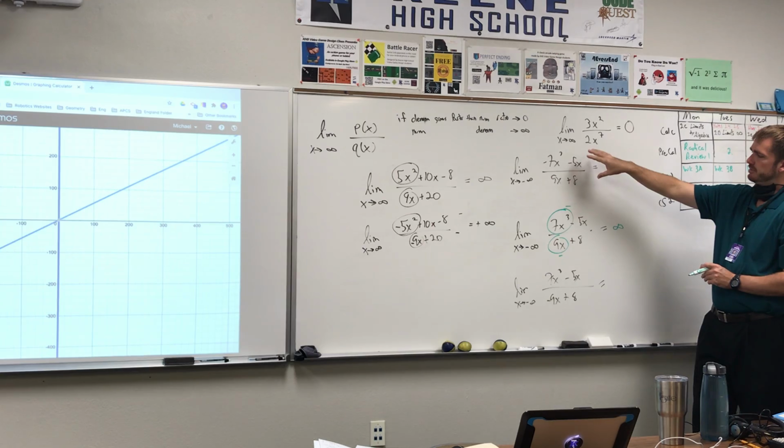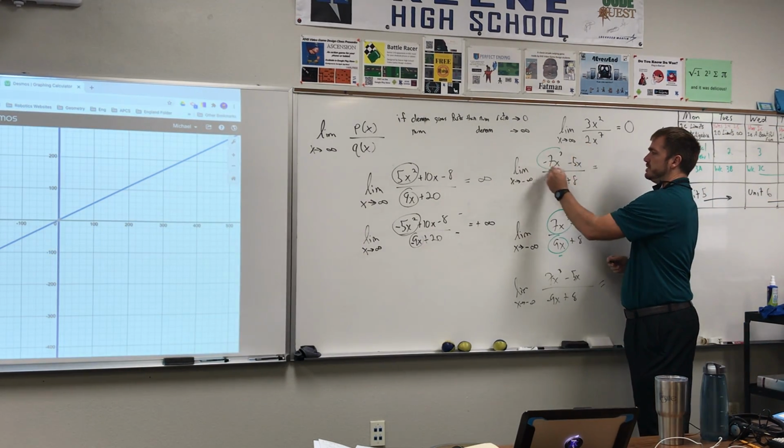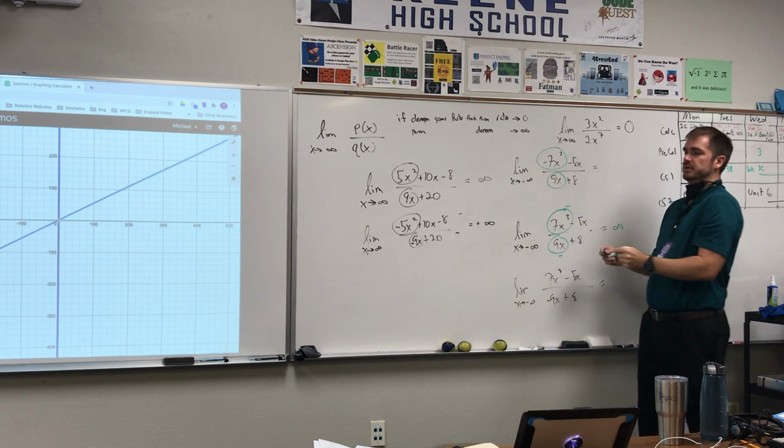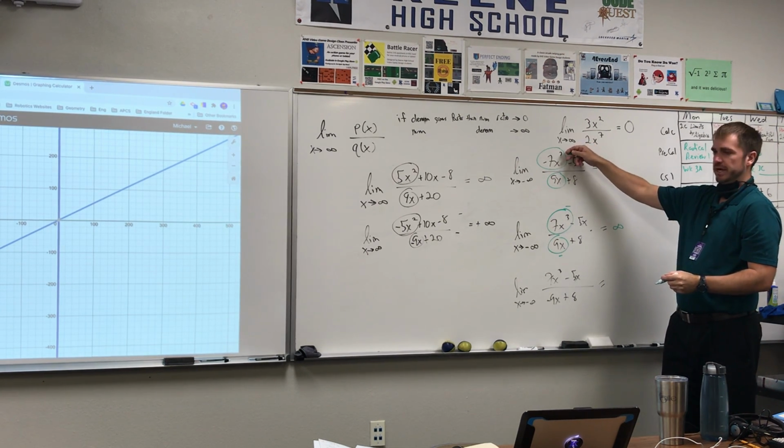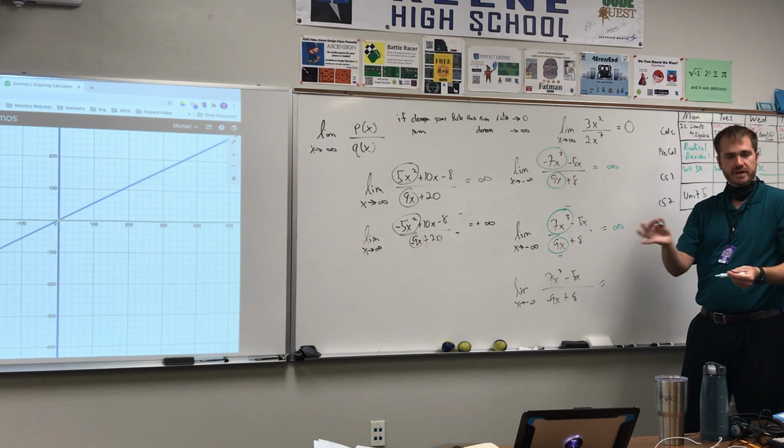Going up here, look at the first one where the negative is in front of the 7. Now I've got an x cubed term over a linear term, so I know that x cubed is going to win. So I know my answer is going to be infinity. The only question now is, is it positive or negative?